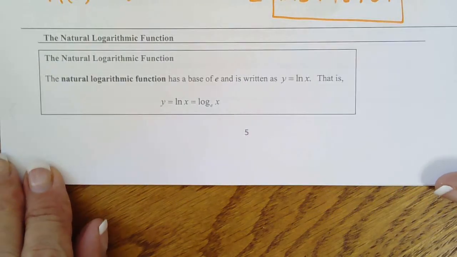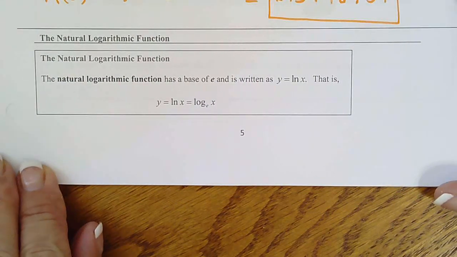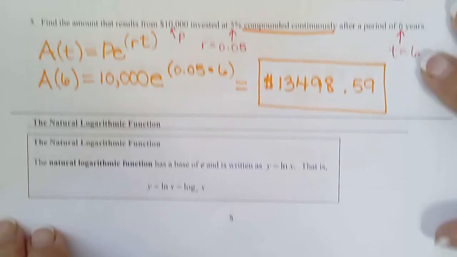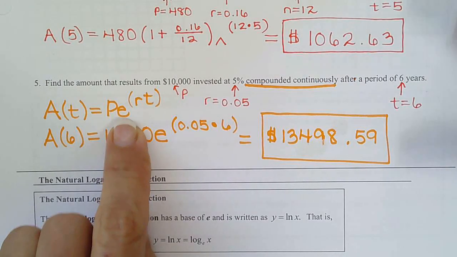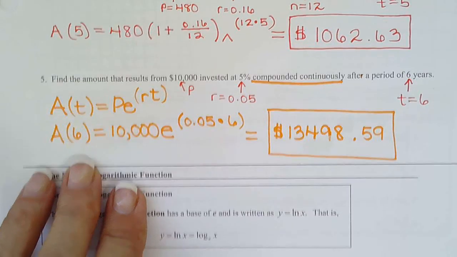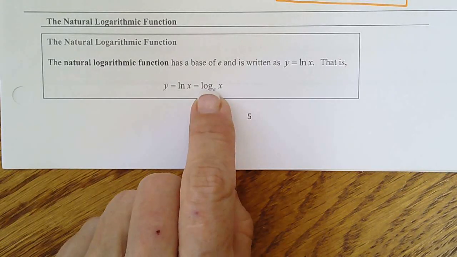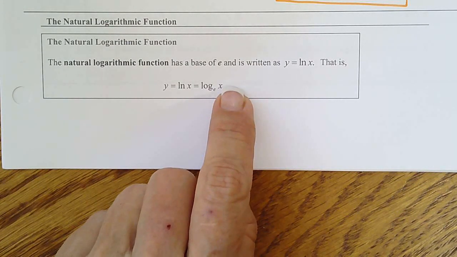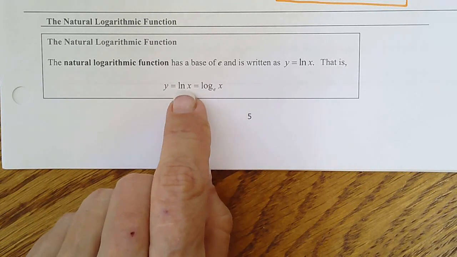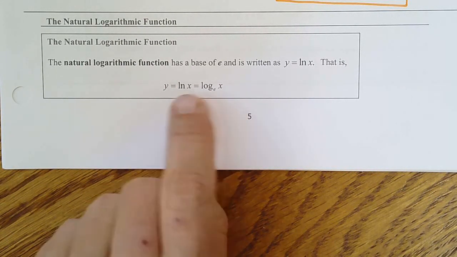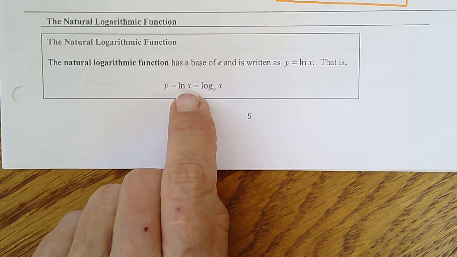Okay, let's go to the bottom of the page here. So now we're going to learn about the natural logarithm. So we've learned about e when it's an exponential. Now we're going to learn about e being the base of a log. So when we have a log base e of x, we have a little short notation for it, and that's called natural log of x.